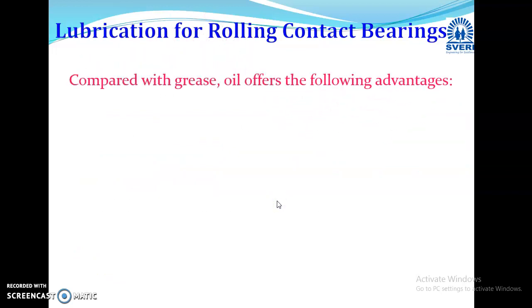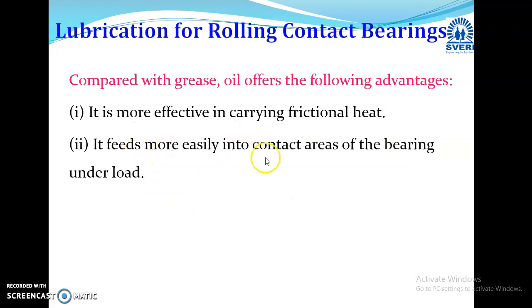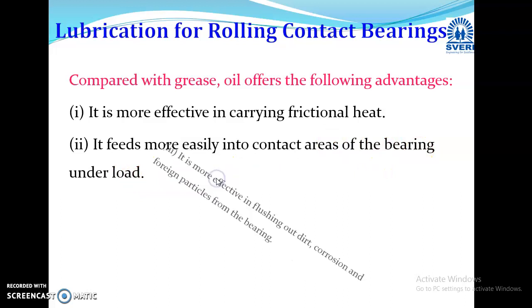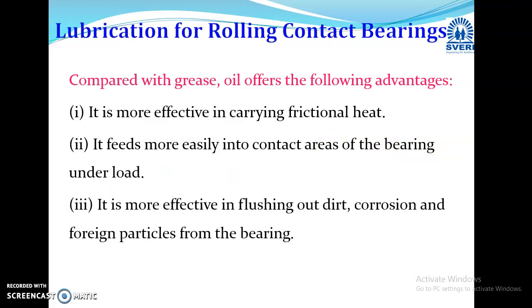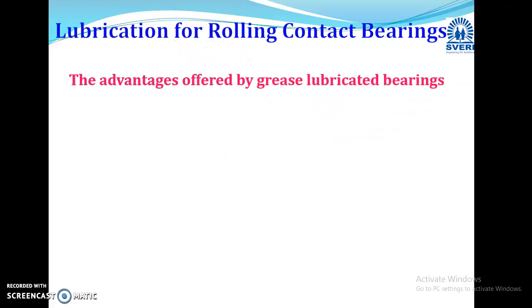Definitely oil has some advantages, and grease has some advantages. So let us first discuss the advantages of oil as compared to grease. It is more effective in carrying away frictional heat as the flowability is more. It feeds more easily into contact areas of the bearing under load. Then it is more effective in flushing out dirt, corrosion products and foreign particles from the bearing. So these are some advantages of oil.